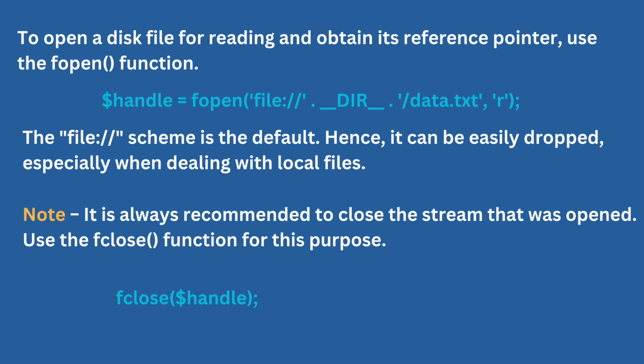Now, to open a disk file for reading and obtain its reference pointer, use the fopen function, right? If any file is in your computer and you want to read it, what do you have to use? Fopen function. So here I am reading a file. That's why the protocol is file. And file is the default scheme. Hence it can be easily dropped, especially when dealing with local files. If you're not giving the protocol, just writing the file name, PHP will understand which wrapper or protocol you are using. File, right?